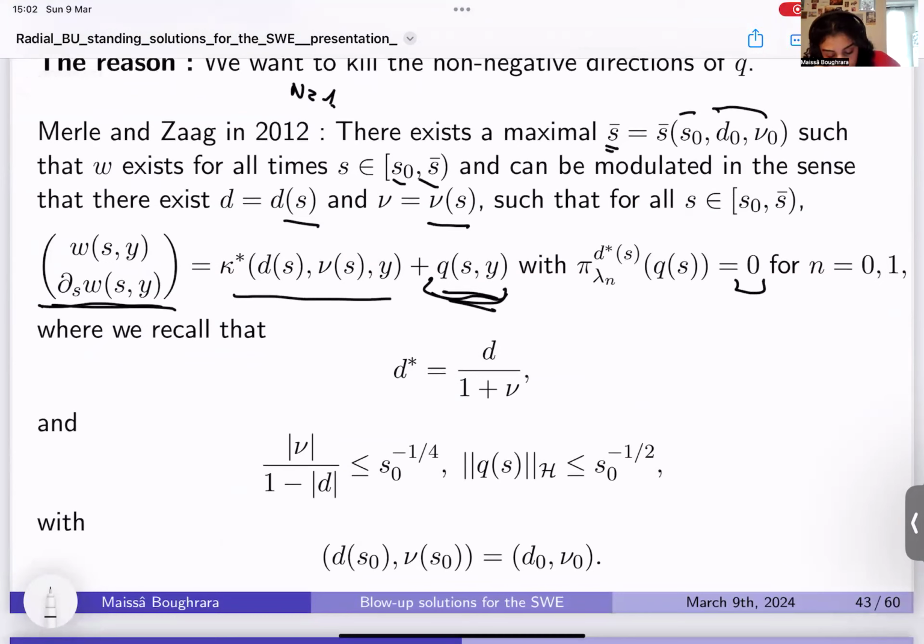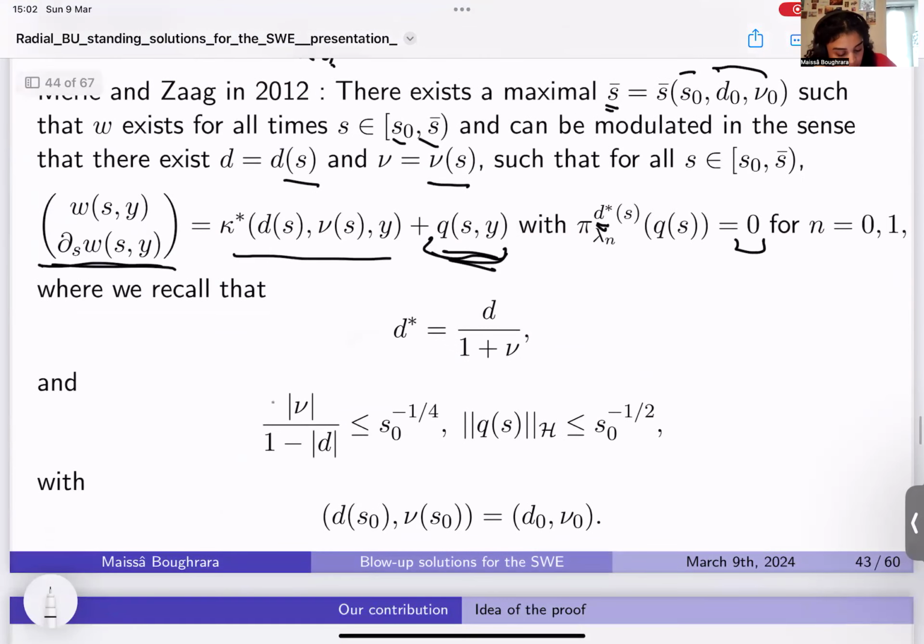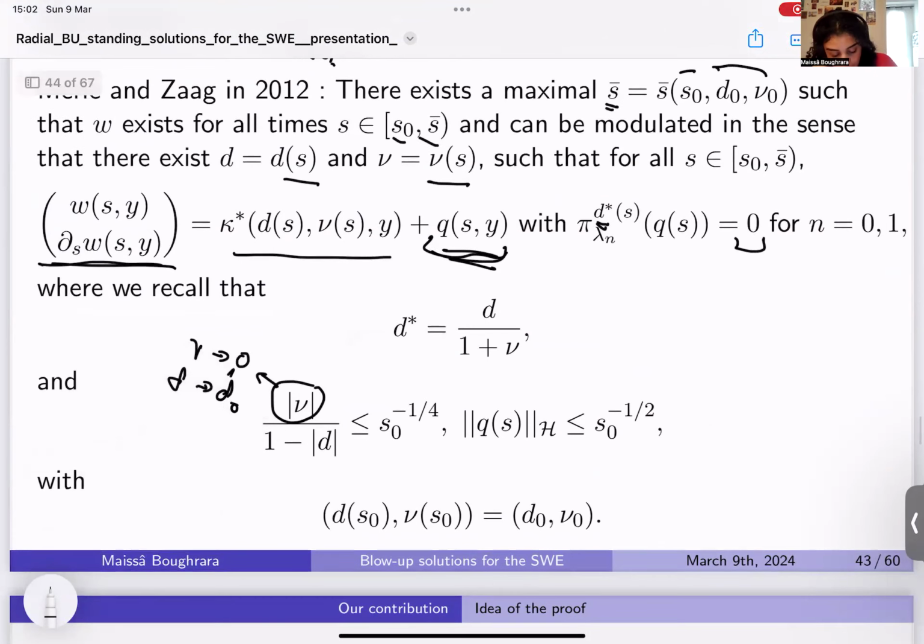So here I just recall the projection is with respect to D star, where D star is given by the following, and actually from this we will obtain that nu is very close to 0 and d is very close to d0 hat. It's going to converge to d0 hat. And moreover, we have a rough bound of Q in the H space, where it's going to be of the order of S0 to the power of -1/2. And the initial values of d and nu at time S0 are just going to be equal to the initial parameters of the initial data that we took.